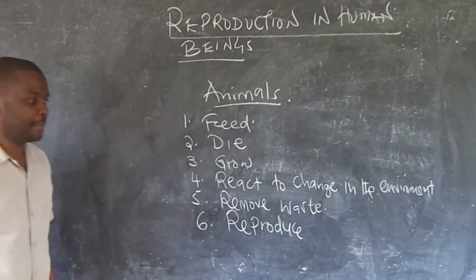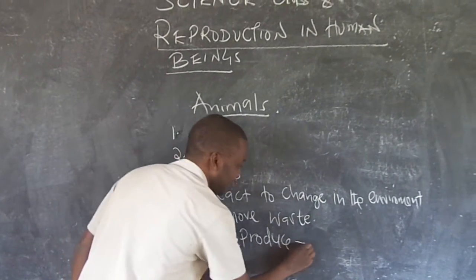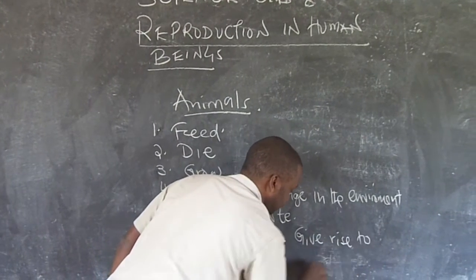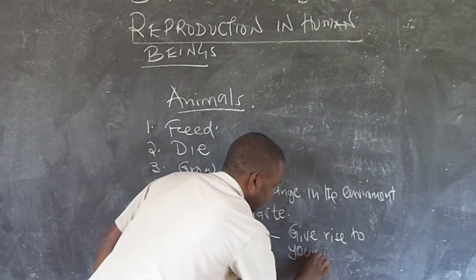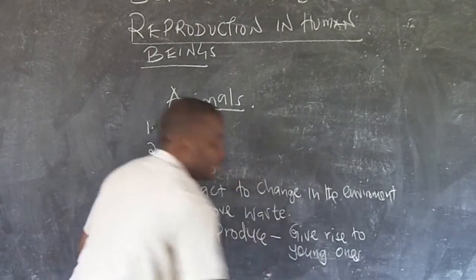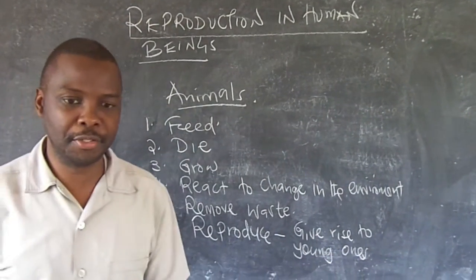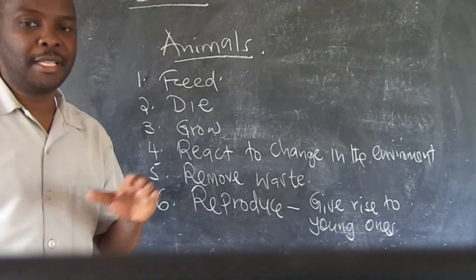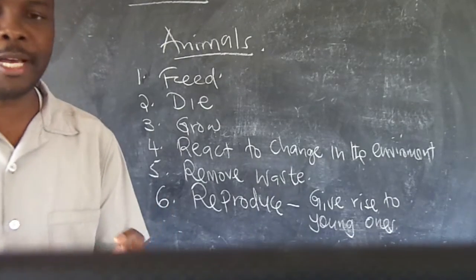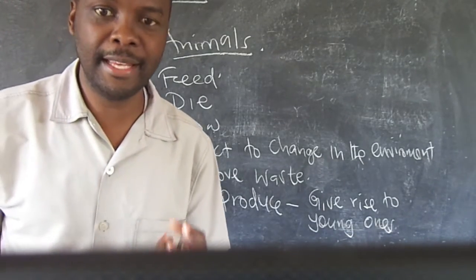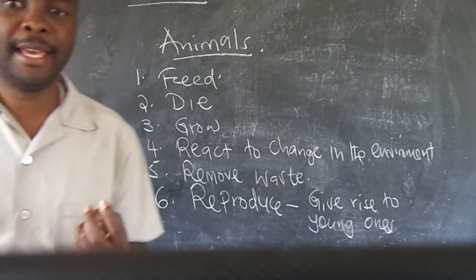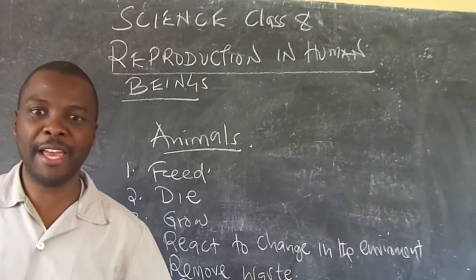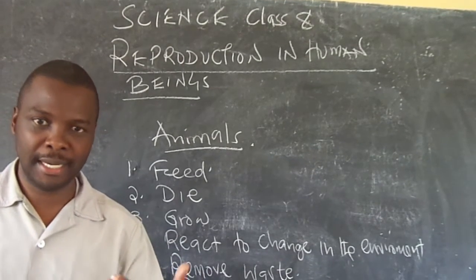Animals reproduce. Another word that we use, we normally say they give rise to young ones. So there are different ways in which animals reproduce. All animals do not reproduce in the same way. For instance, if you look at the birds, you will find that they lay eggs. After laying eggs, the eggs hatch into chicks. After hatching into chicks, then you find that there are new offsprings coming about.